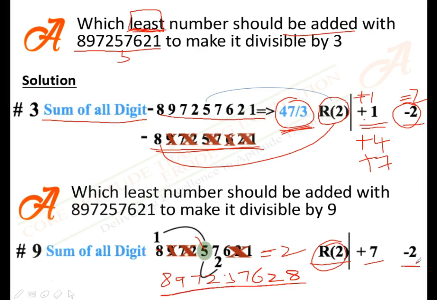If you subtract 2, what will happen? 8, 9, 7, 2, 5, 7, 6, 1, 9, correct? So if you make this number, then this will be divisible by 9, correct? Fine.